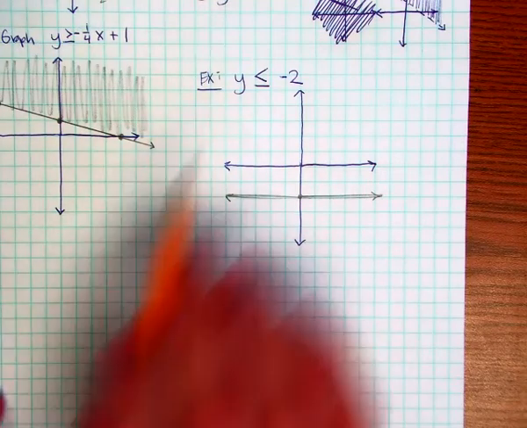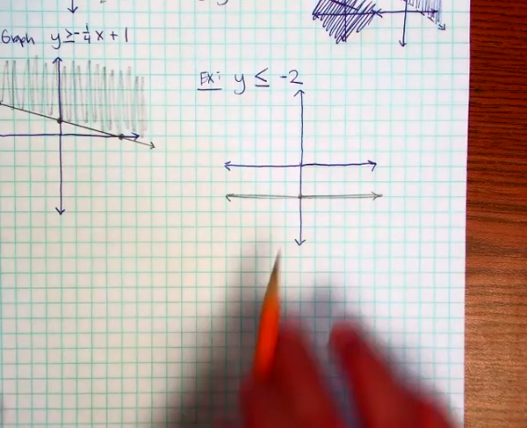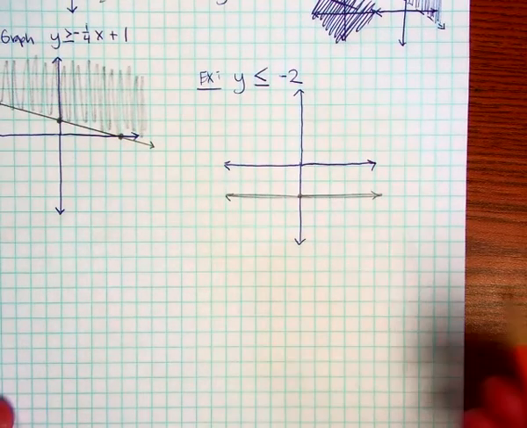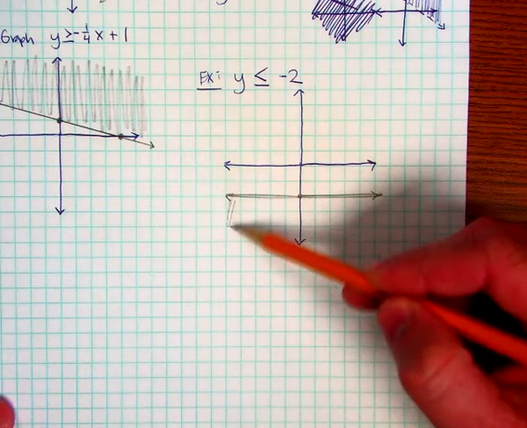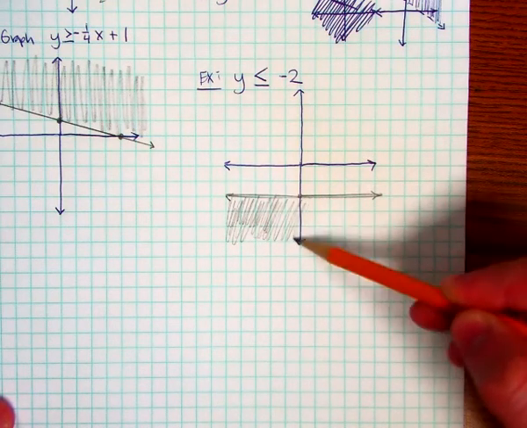And it says less than. And this one should be really obvious. If it's less than, am I going to shade above or below? This one will be below. So we go ahead and shade it in below. And everything below this line in our graph would get shaded in.